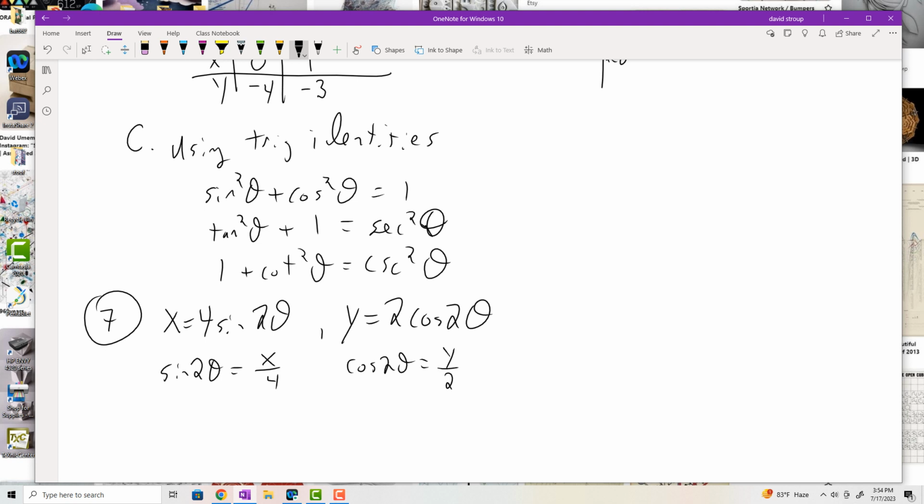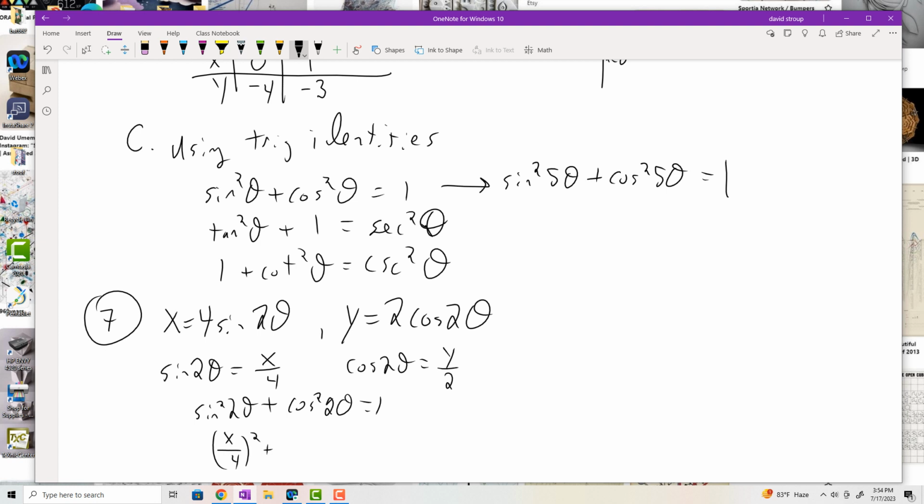One thing to note on these trig identities is that the angle inside of the sine and the cosine doesn't really matter. You can have 5 theta. That won't change the integrity of the equation. It'll still be true. So sine squared of 2 theta plus cosine squared of 2 theta is still equal to 1. And then you could just do a substitution. So you get (x over 4) squared plus (y over 2) squared equal to 1.